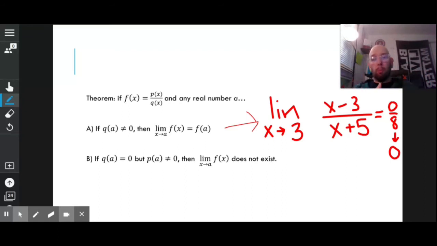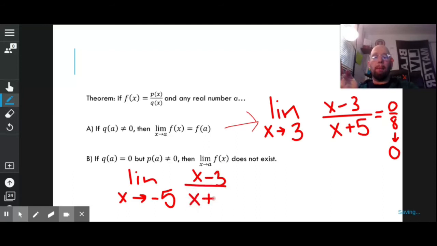What this is saying is, if I do get 0 on the bottom, if the denominator is 0 after I plug in 3 or whatever, or if I change it to this, let me take the limit as x approaches negative 5 of (x minus 3) over (x plus 5).